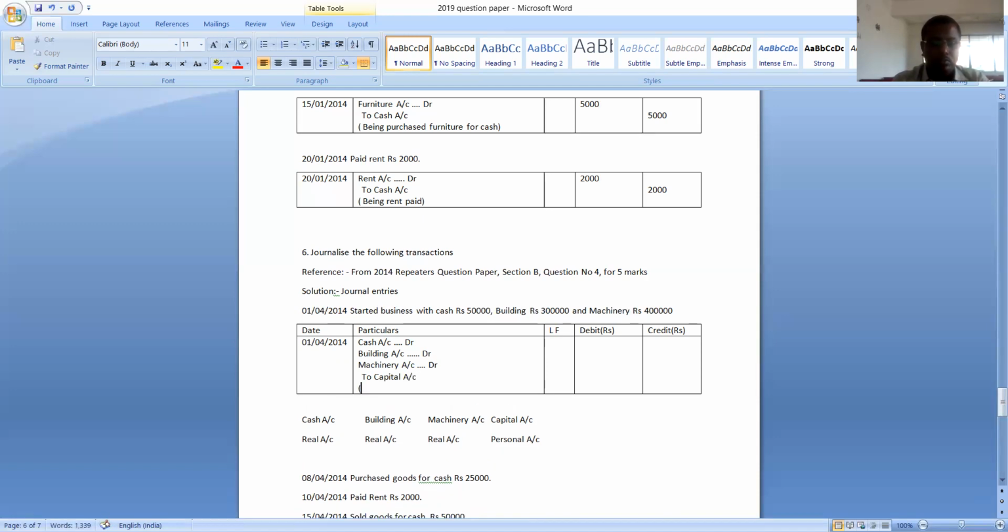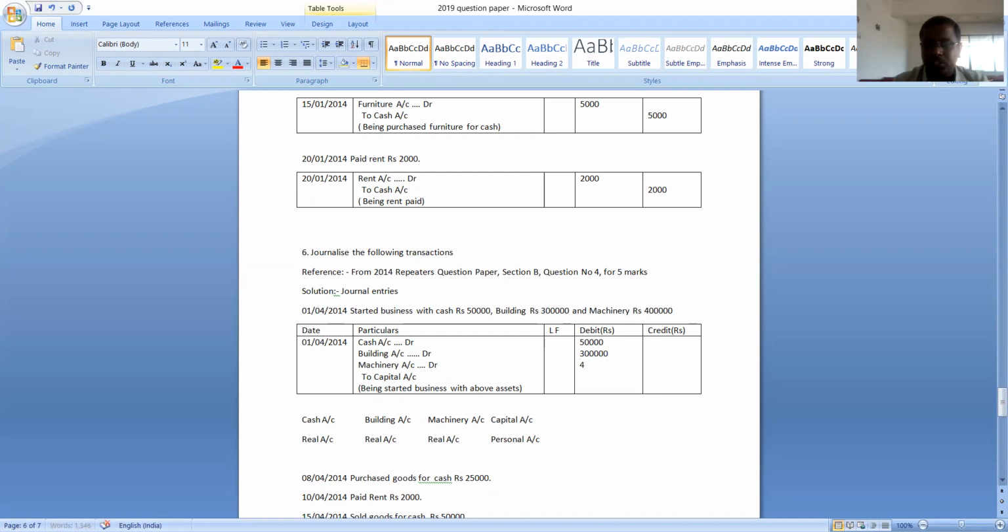What is the narration now? The narration is being started business with above assets. This is how we should write the narration. Now the ledger folio column is nil. In the debit column, cash account debit. How much cash is invested? 50,000 rupees. What is the value of building? It is rupees 3 lakhs.